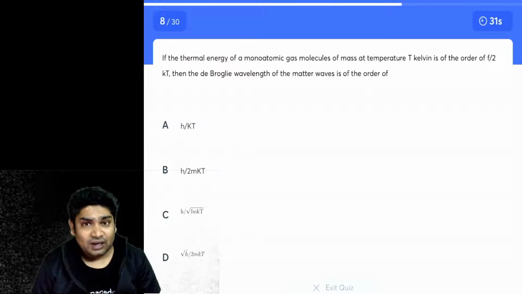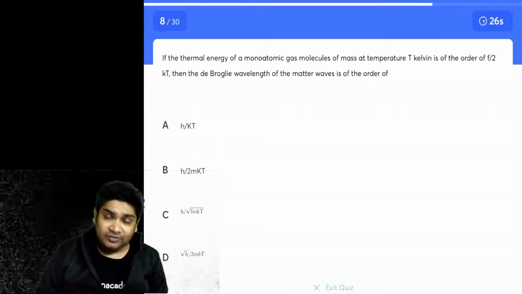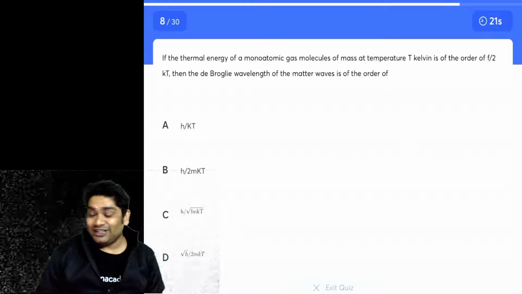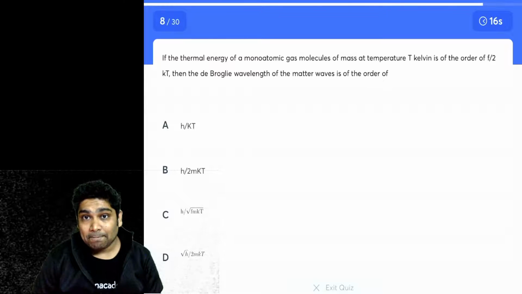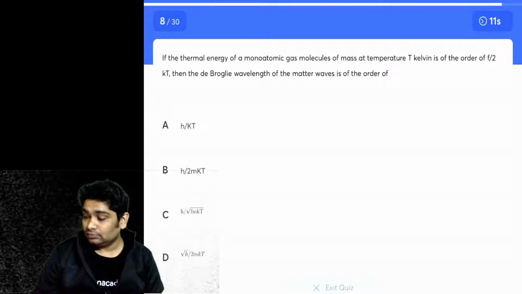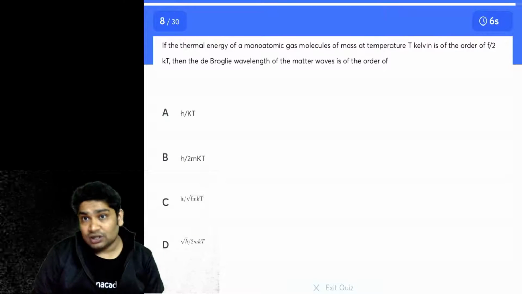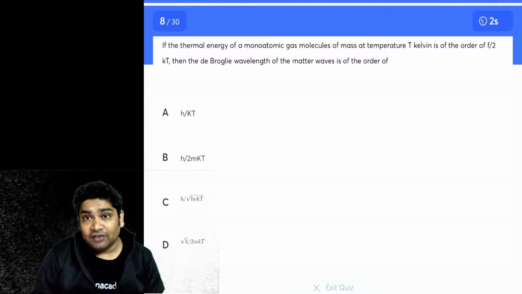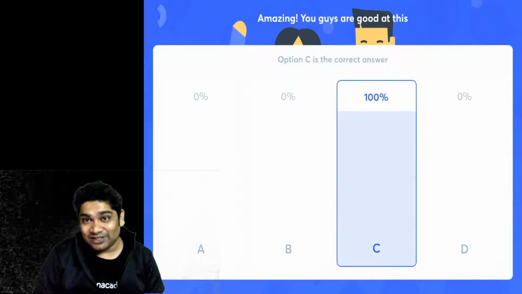Again, most of your modern physics questions would be pretty easy. There are only very few basics that you need to know. If you remember your basics well, then modern physics, trust me, is super easy. There is nothing very complicated about modern physics. So you've been told the thermal energy of monatomic gas molecules is of the order of 3/2 kT. Then you have to find the order of the de Broglie wavelength. Very well done, this was easy. Yes, 100% of you got this right.